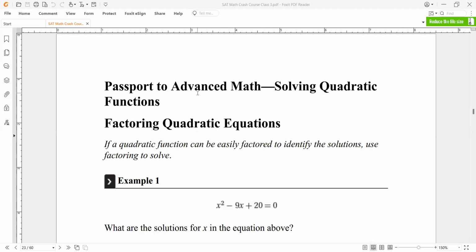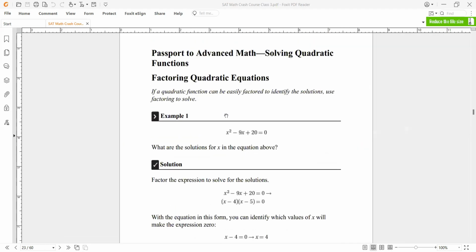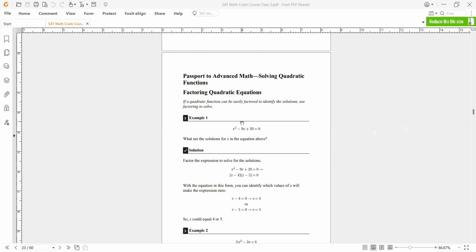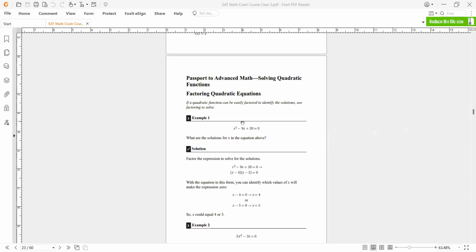Solving quadratic functions. Whenever we're trying to solve quadratic functions, we can do it in different methods, just like what we have studied in solving linear equations. We have observed that there are some different techniques, some different methodologies to solve a linear equation.